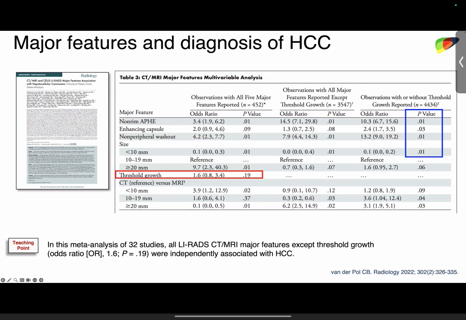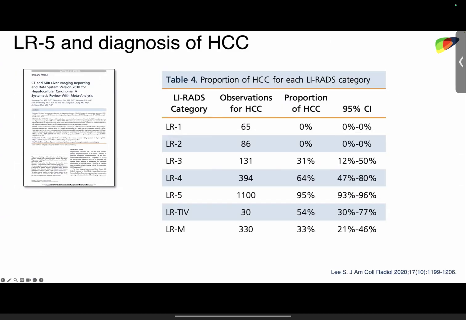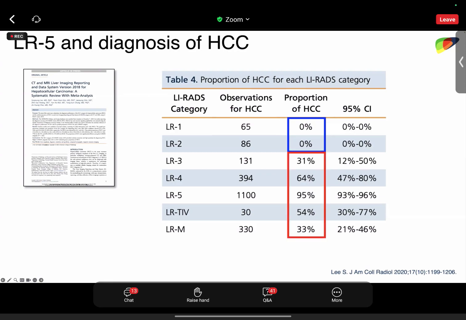More recent studies since 2020 have pooled the results for different LI-RADS categories. This meta-analysis from Lee, published in JACR, shows that the proportion of HCC is virtually 0 in LI-RADS 1 and 2 categories, which is very reassuring. Also notice that the proportion of HCCs increase with higher LI-RADS categories, and it's 1/3 of LI-RADS M categories.